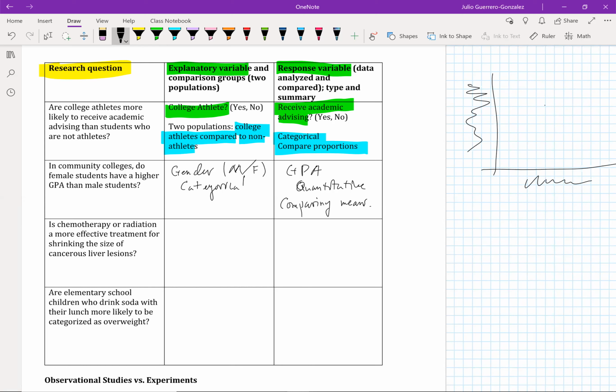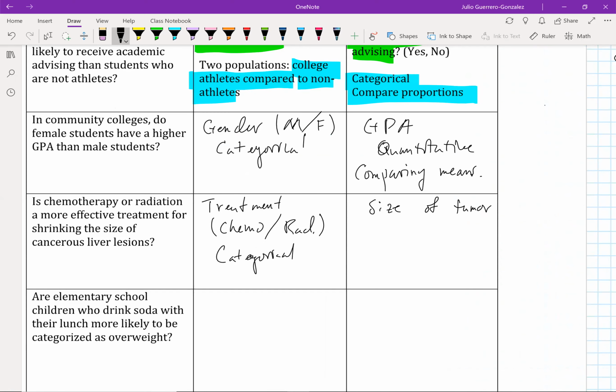Okay, next question. Is chemotherapy or radiation a more effective treatment for shrinking the size of a cancerous liver lesion? What's the response? The treatment is the explanatory, treatment type. And shrinking the lesion is the response. So chemo versus radiation, right? And size of tumor would be the response, right? Here we have categorical, and here we have quantitative, right?